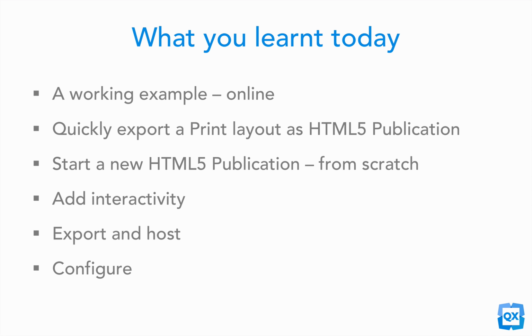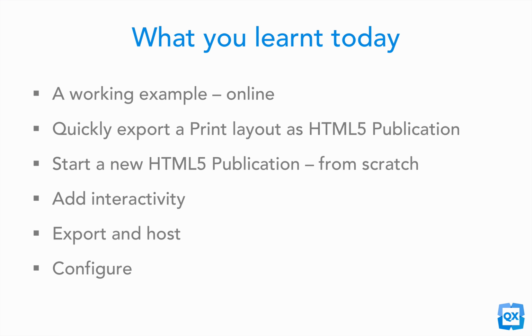So what did we just see? We saw a working example, the Seven Oaks website online, how an HTML5 publication can look like with a lot of interaction, a lot of pages. We also saw how we can quickly export an existing print layout as HTML5 publication with just 3 clicks, and then put it online. We also saw that you can easily start new HTML5 publications from scratch. You don't have to convert from print, but of course you can, or you can combine it. We added some interactivity, not all of the possibilities. That's something where you can read online in the documentation what is possible.